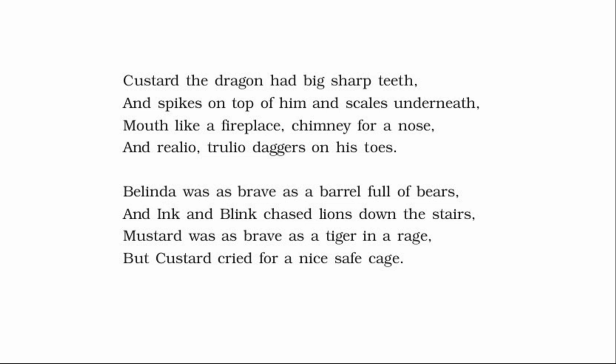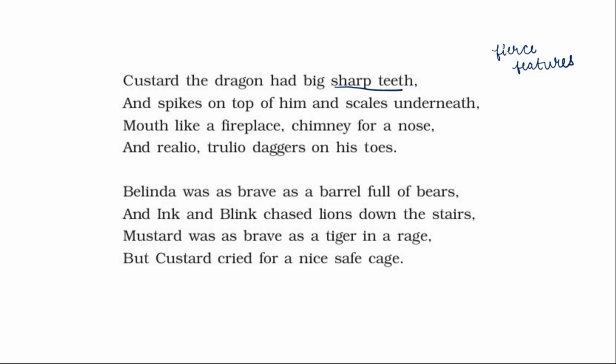Custard the dragon had big sharp teeth. So they're talking about the fierce features of the dragon. Had big sharp teeth and spikes on top of him and scales underneath. So the dragon had scales all over its body and also spikes. Mouth like a fireplace because a dragon blows out fire, and chimney for a nose because smoke used to come from the nose of a dragon, and realio trulio daggers on his toes.